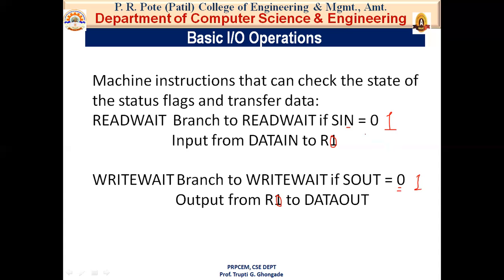Okay, so initially S in is 0 and S out is 1. This initialization is normally performed by the device control circuit when devices are placed under computer control before your program execution begins. So until now, we have assumed that addresses issued by the processor to access instructions and operands always refer to memory locations, because your data and program both are stored in memory.